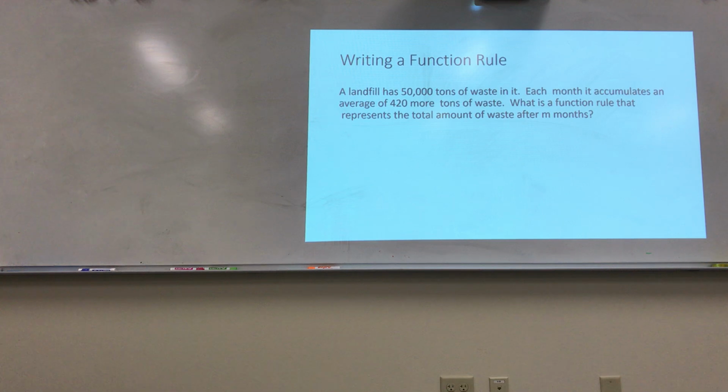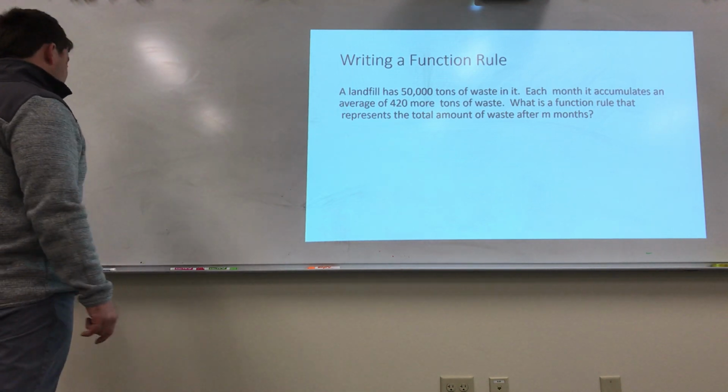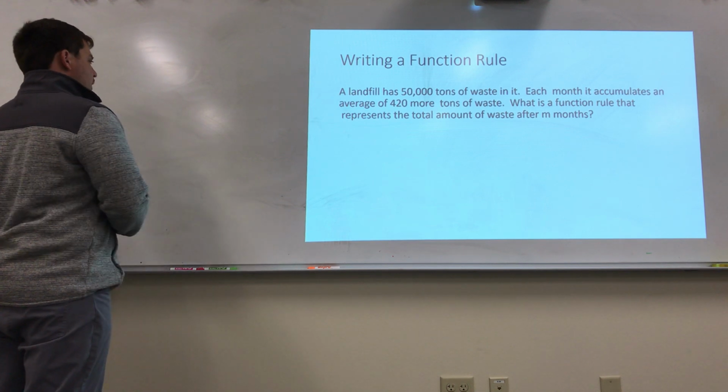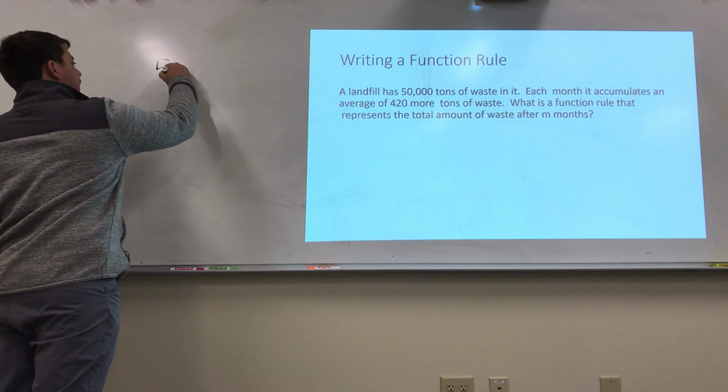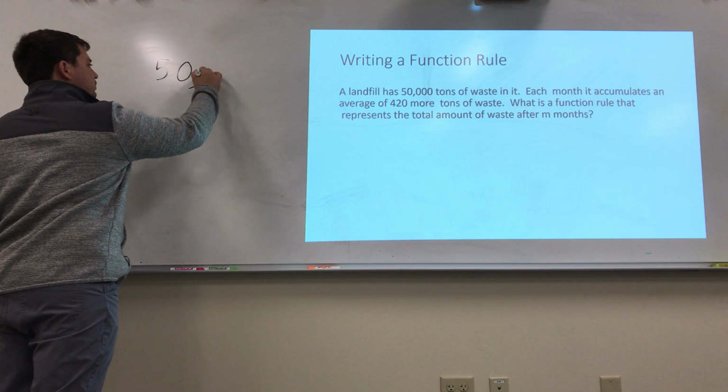A landfill has 5,000 tons of waste in it. Each month it accumulates an average of 420 more tons of waste. What is a function rule that represents the total amount of waste after a month? So initially you're starting out with 50,000. So we automatically already have 50,000 out in our landfill.